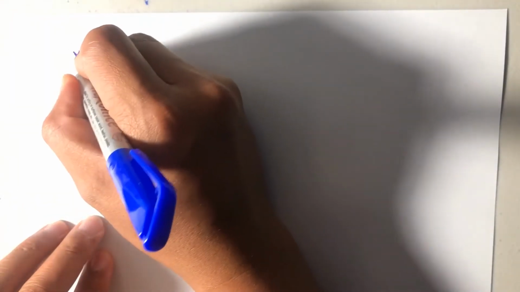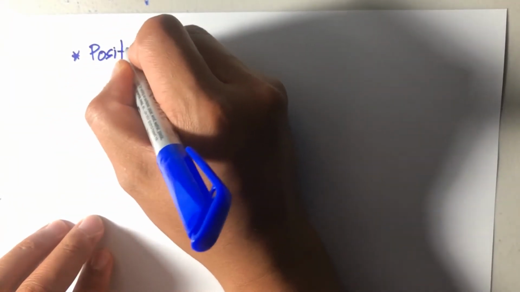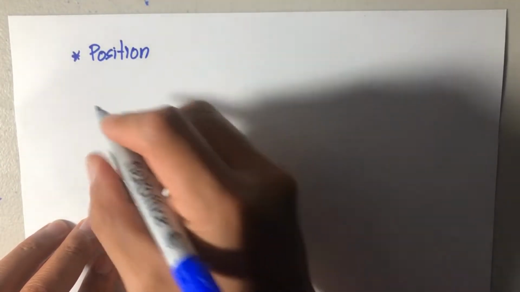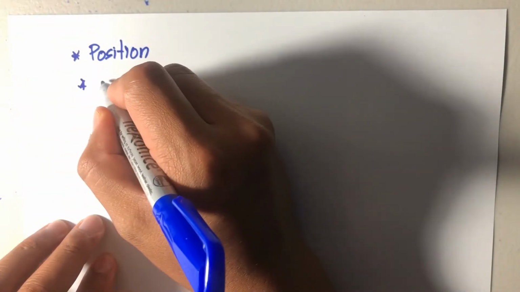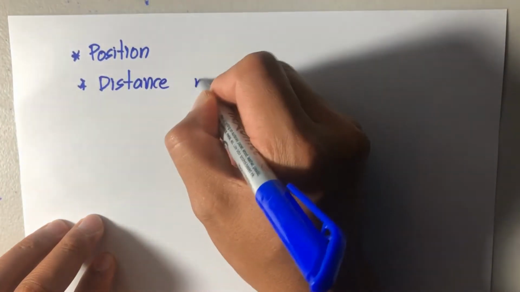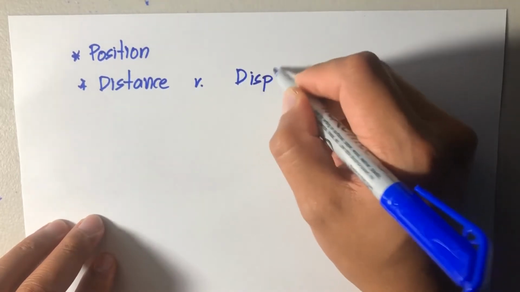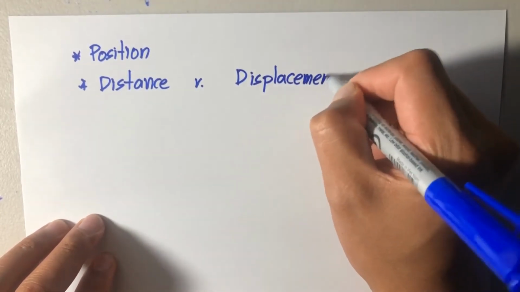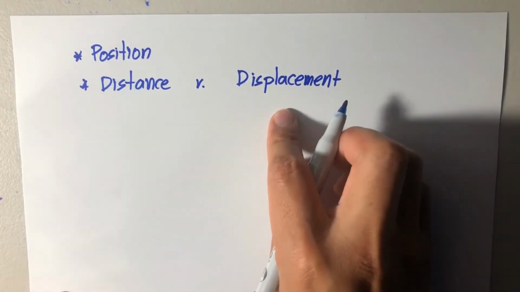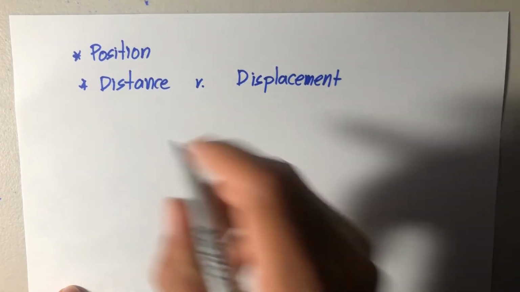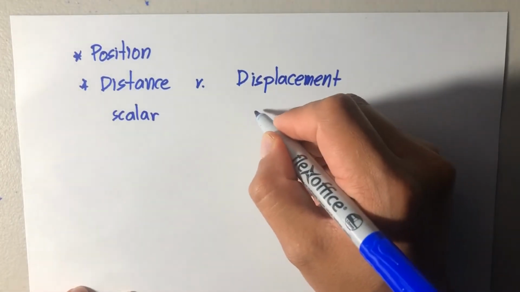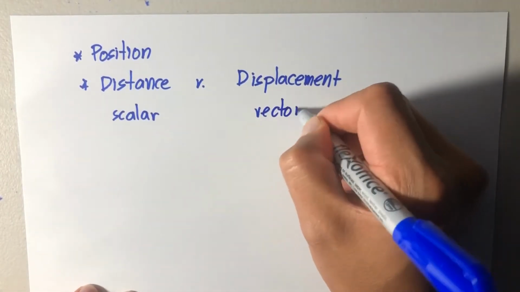Let us now discuss position. The definition of position is already in your module, and I believe that is self-explanatory. Therefore, let us move on to discussing the differences of distance and displacement. Distance involves magnitude. Displacement involves magnitude and direction. With that, distance is considered to be a scalar quantity, and displacement is considered to be a vector quantity.